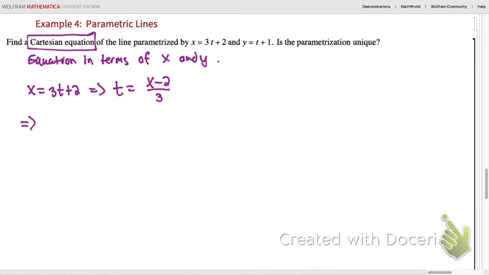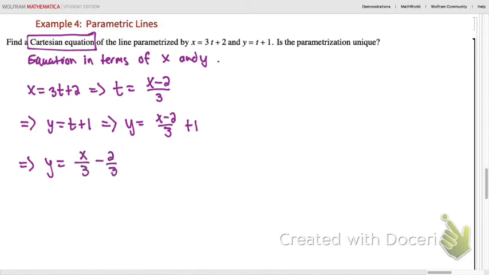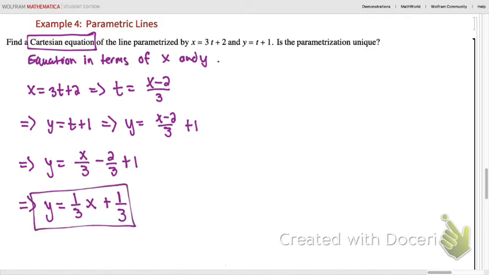Okay. But now, since y is equal to t plus 1, and t is (x minus 2) over 3, y is equal to (x minus 2) over 3 plus 1. And then I might as well write that into slope-intercept form. So (x minus 2) over 3 is going to become x over 3 minus 2 over 3, of course, still plus 1. And I can now rewrite that as y equals x over 3, which is the same as 1/3 x. Negative 2/3 plus 1 is positive 1/3. So there's my Cartesian equation.